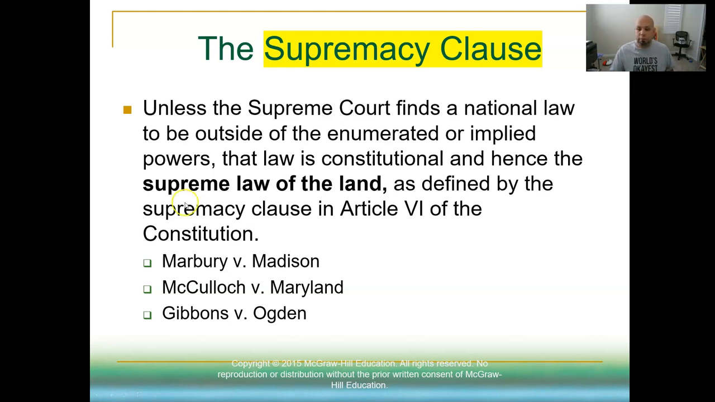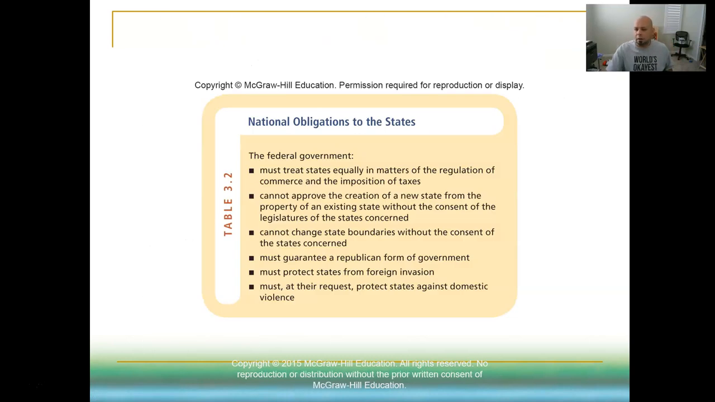All right, so basically, with these three Supreme Court cases, the Supreme Court justices gave legitimacy to the idea of the Supremacy Clause. The national government is supreme. All right, let's go ahead and get over that, and we have a couple more things to cover. I know it's a really long video. I'm sorry. We have national obligations to states. The national government basically has to ensure that states do these things right here.